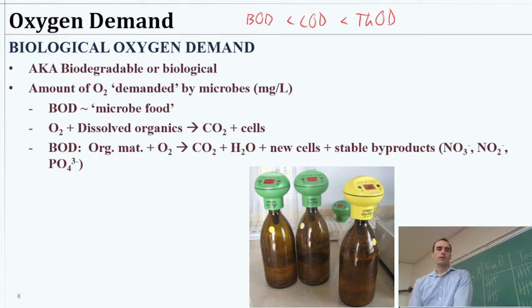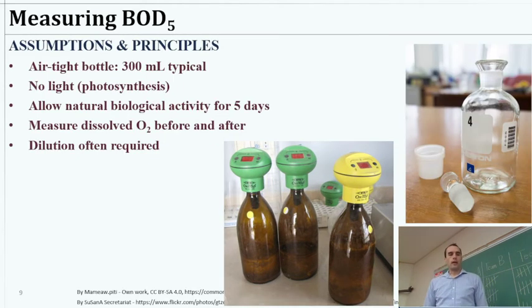So a little more specifically, we would expect to form some CO2, some water, new cells, and what we would call stable byproducts, things like nitrate, nitrite, phosphate, some things like that, that are partially oxidized, they're stable, and they're going to be sort of byproducts of the digestion. Okay, I mentioned a few of these things in passing, but a few assumptions and principles. And by the way, we see this little 5 I inserted here. That means it's a 5-day test.